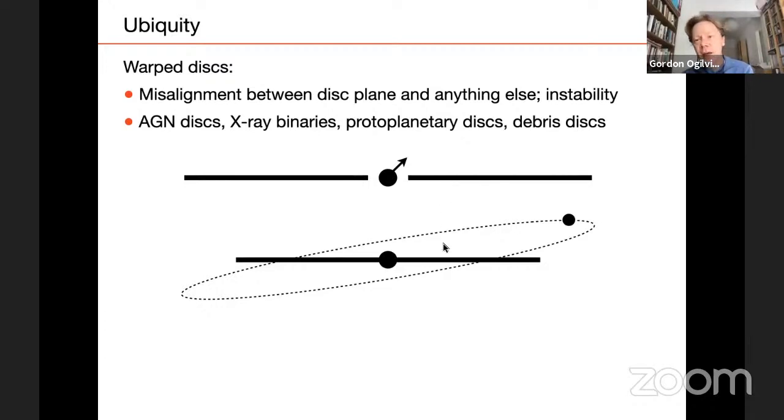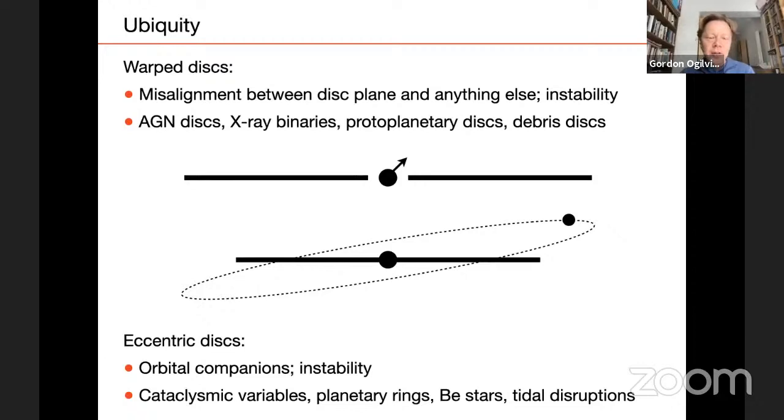But other sorts of misalignments might include if we have an orbital companion, like a binary star, or a planet with an inclined orbit, inclined with respect to the original plane of the disk, then the disk will become non-planar as a result.